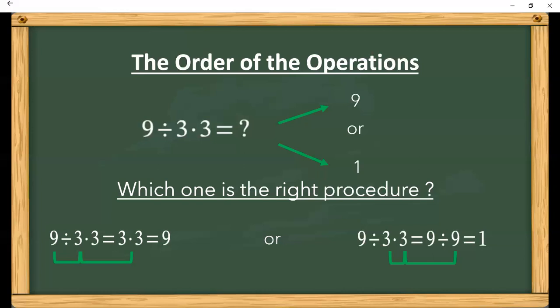If somebody makes the mistake and changes the order and starts from the multiplication, then he will get 9 divided by 9, because he is going to do first the multiplication 3 multiplied by 3, and he will get the wrong answer. 9 divided by 9 is 1. So the right choice and procedure is the one that is circled.